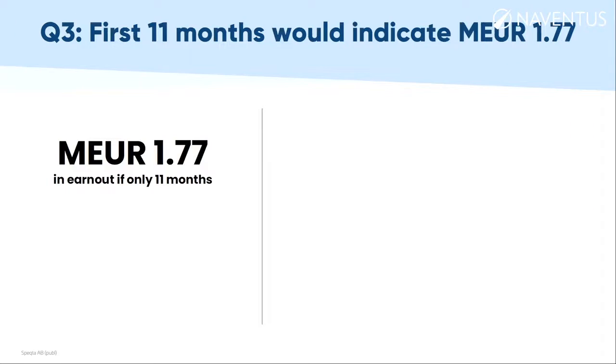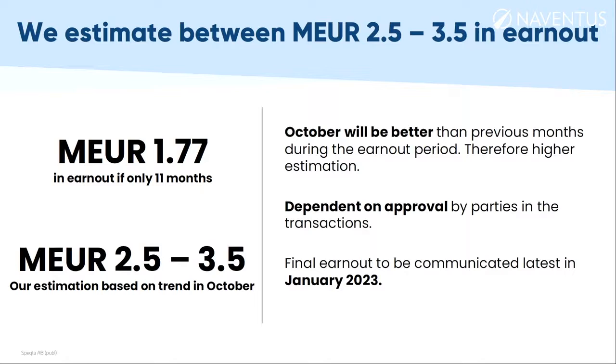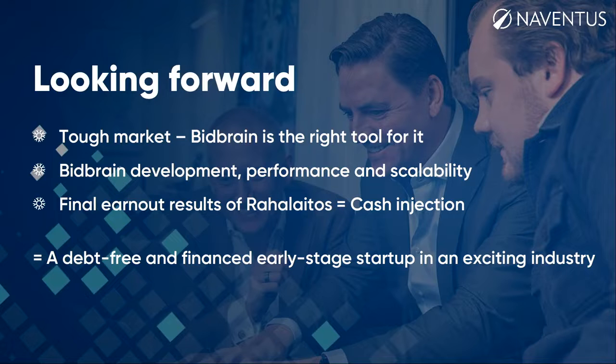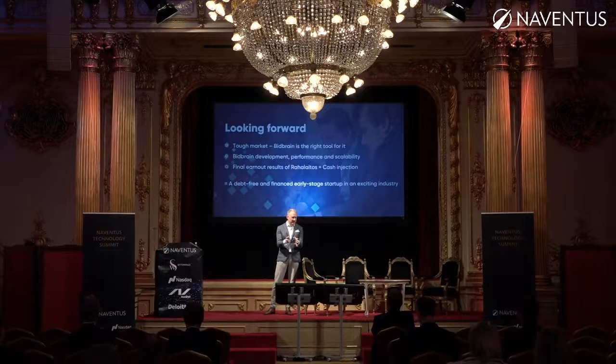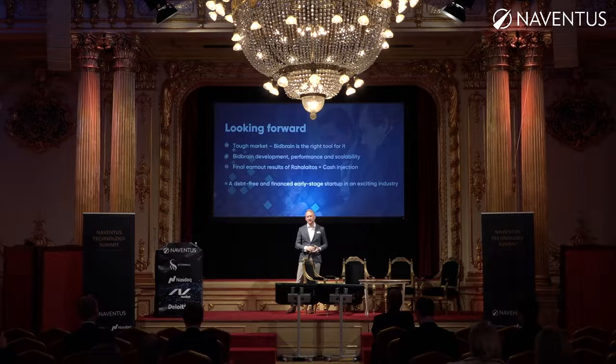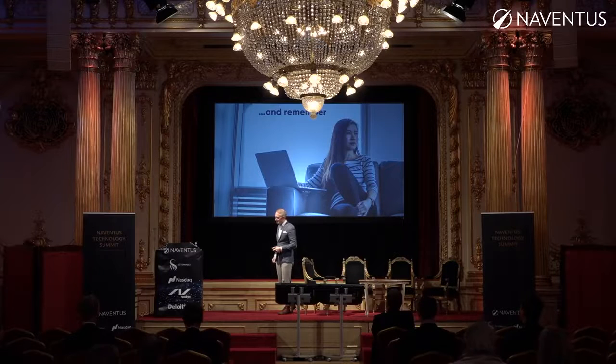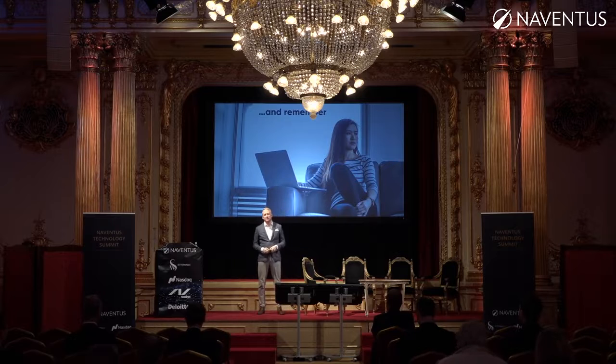The preliminary forecast was around receiving another 1.75 million euros for this. But October has been doing really well, so our estimate right now is that we will receive another 2.5 to 3.5 million euros to put into our cash pool to use for developing BidBrain moving forward. So, when we're looking forward, this is a tough market, but BidBrain is really the right service to use. We're going to focus on building the development and also getting ready for scale, and also getting the final cash injection from the Rahalitos earnout. So we see ourselves as a financed, no-debt startup business right now, listed at Nasdaq. And remember, it all starts with a need, and if you go to Google, we'll be there as well.